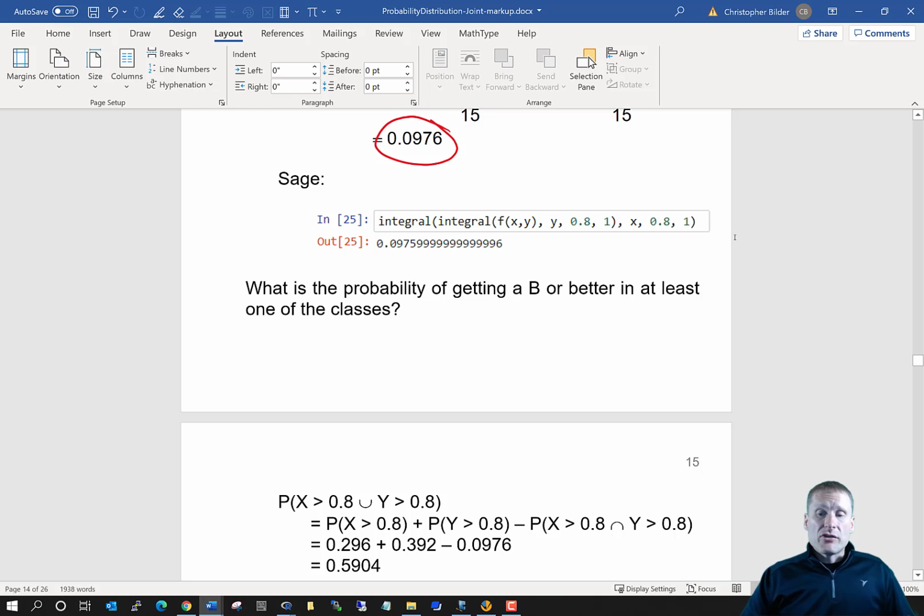To do the integration in Sage, it's very similar to what we saw when we looked at the area underneath the whole surface being equal to 1. We have two uses of the integral function there. Here's my f of x, y. I chose to integrate over y first. You don't have to do that. You could integrate over x first instead. And I'm integrating from 0.8 to 1. And then after that integration is done, we integrate the result once again, which will be a function of x. We're going to integrate from 0.8 to 1 over x.